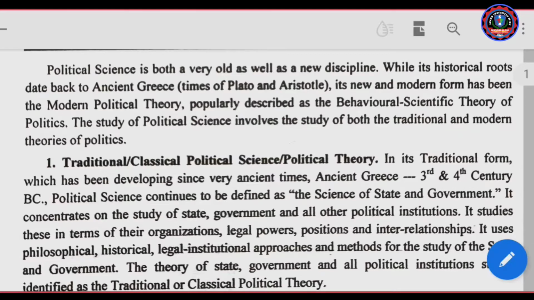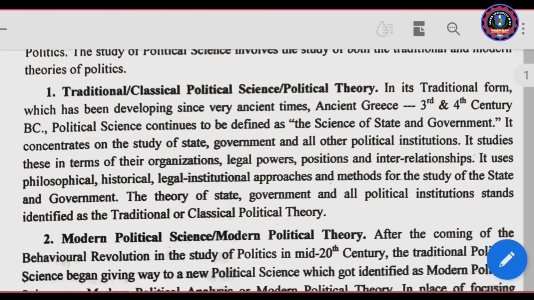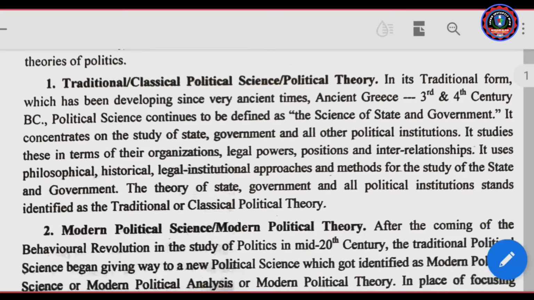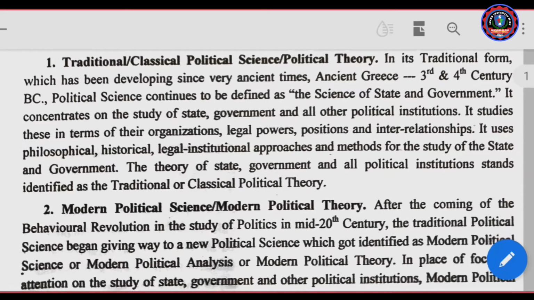So the traditional meaning, the traditional prospect of political science, now has a greater dimension with the modern theories of political science. Here you can see two theories are given. The first is the traditional theory of political science, or political theory, or classical political science theory, and the second is modern political science or modern political theory. Before we study the meaning of political science, we need to understand these two theories, the traditional theory and the modern theory.